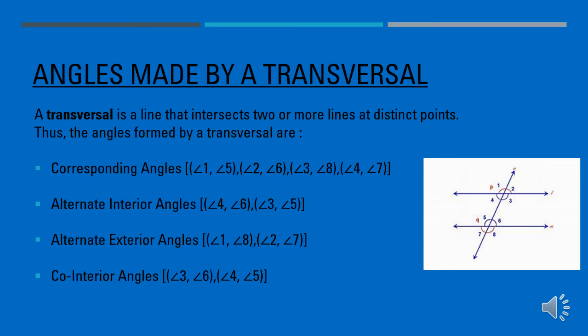Here the corresponding angles formed in this figure are angle 1 and 5, angle 2 and 6, angle 3 and 8, angle 4 and 7. Similarly, alternate interior angles are the angles not lying on the same side, that is angle 3 and 5, angle 4 and 6. Alternate exterior angles are angle 1 and angle 8, angle 2 and angle 7. Now cointerior angles are angle 3 and 6 and angle 4 and 5.